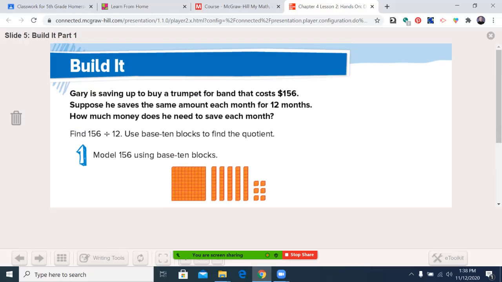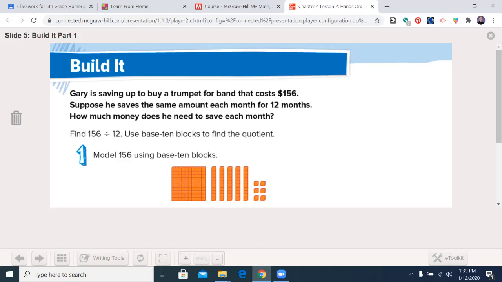So let's look at our story here. Gary is saving up to buy a trumpet for a band that costs $156. Suppose he saves the same amount each month for 12 months. How much money does he need to save each month?